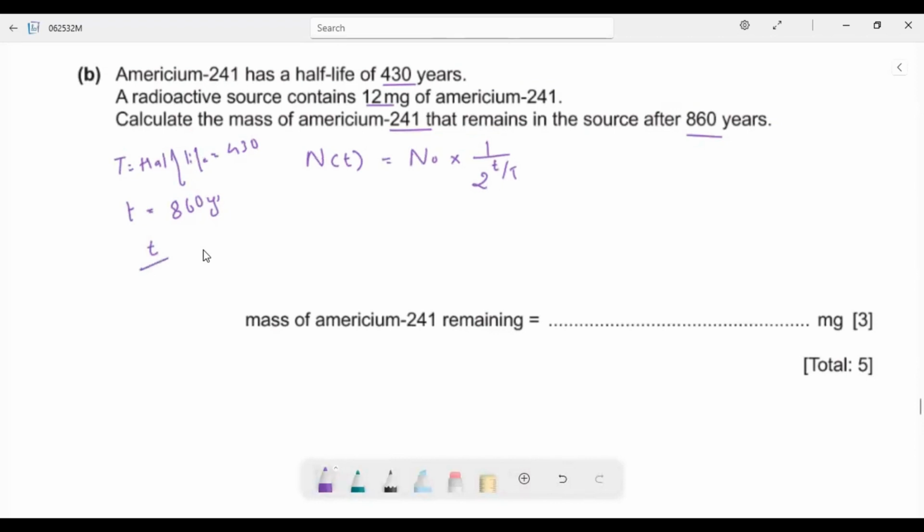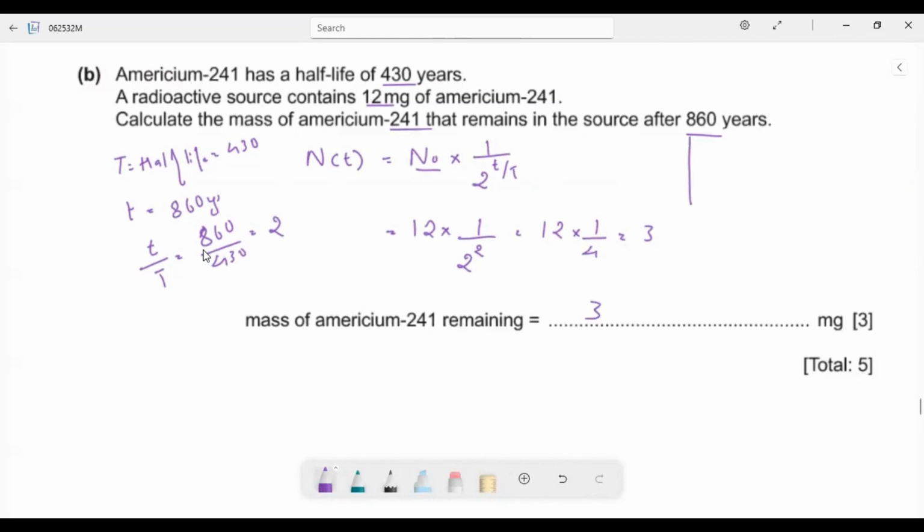Here it is 860 years and the half-life is 430. So t by T, that is 860 by 430, is equal to 2. And the initial amount of the source is 12 mg. So 12 into 1 by 2 raised to t by T is 2, that is equal to 12 into 1 by 4. That can be written as 3. So the mass remaining is 3 mg.